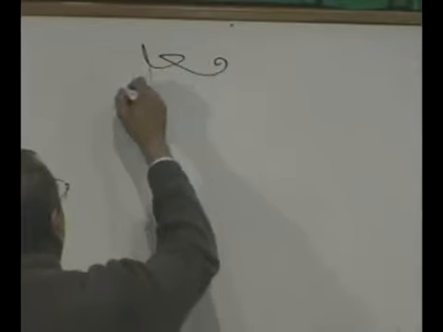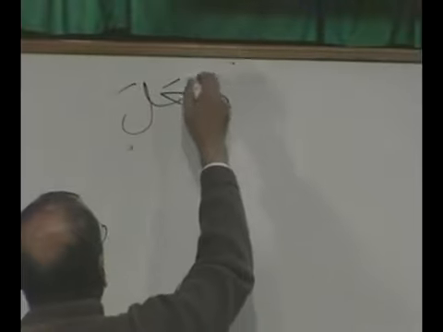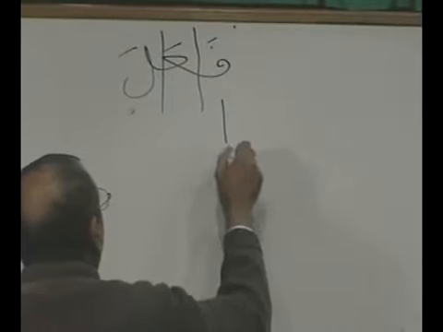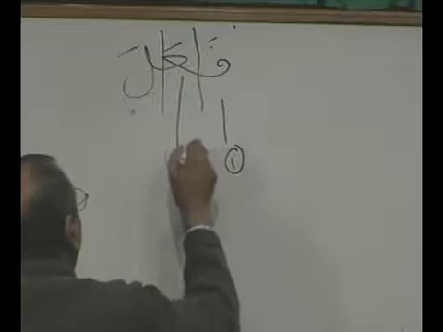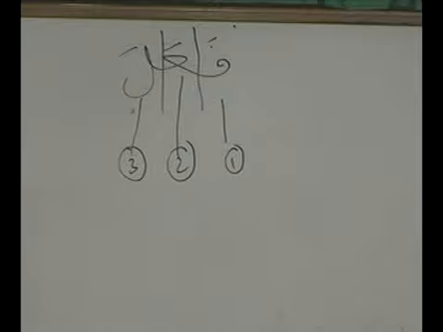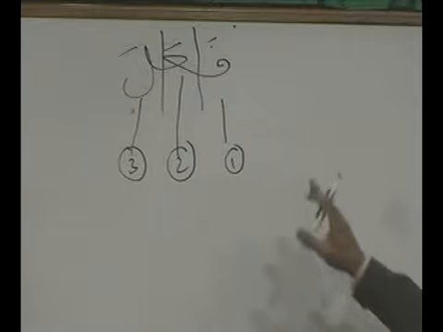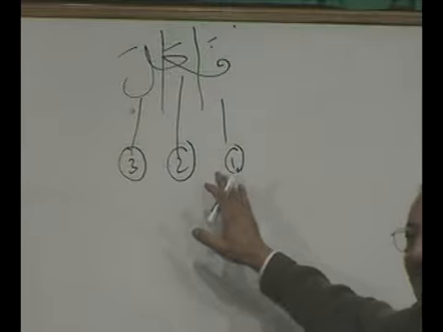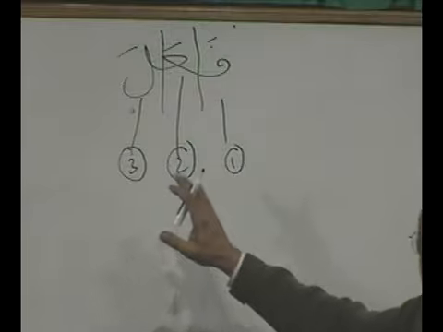Fa, a, la. See? Okay? First kalima, second, and third. Three letters. Fa'ala. We will say fa kalima, ain kalima, lam kalima. In English, you will say first radical, second radical, and third radical.